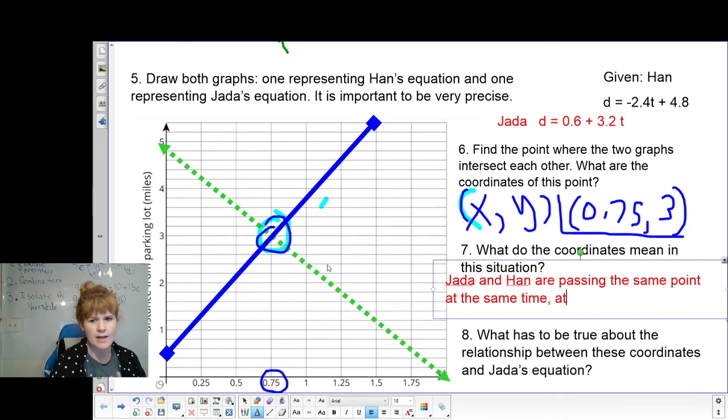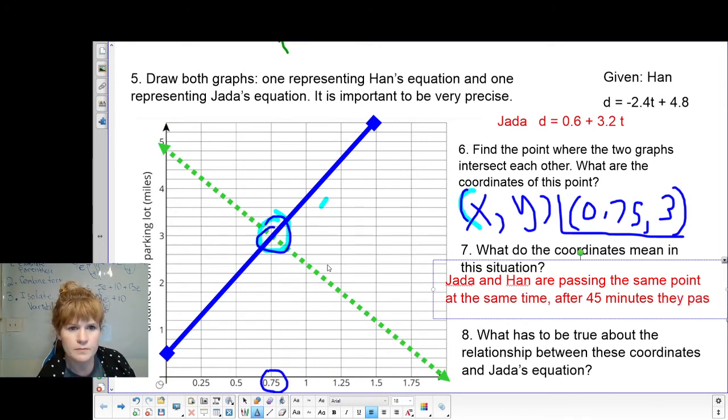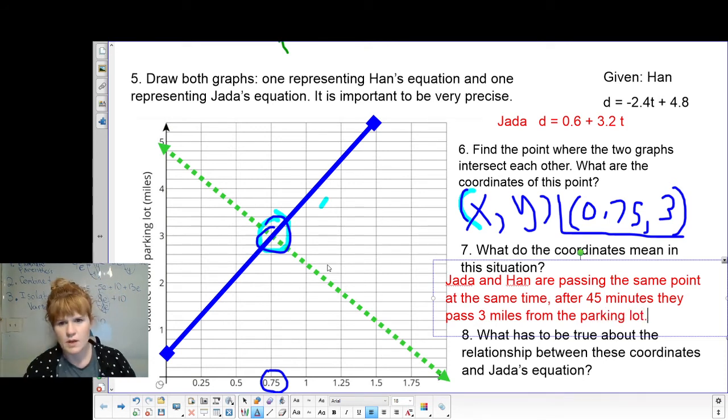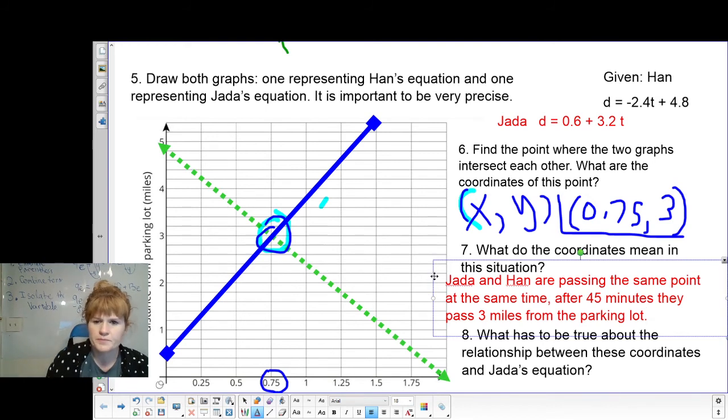I shouldn't say at 45 minutes. I'm going to say after 45 minutes, they pass 3 miles from the parking lot. Okay, I answered number 7 completely.